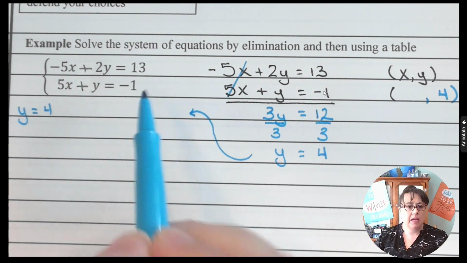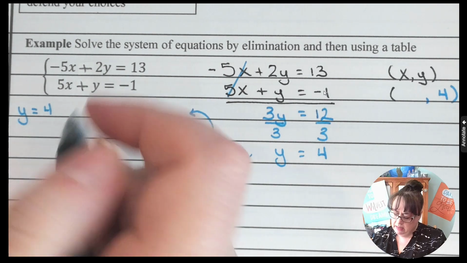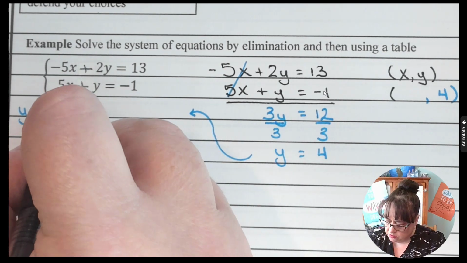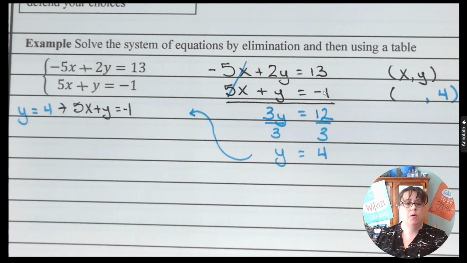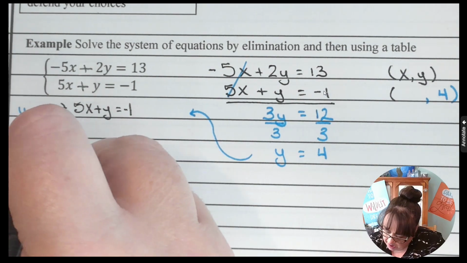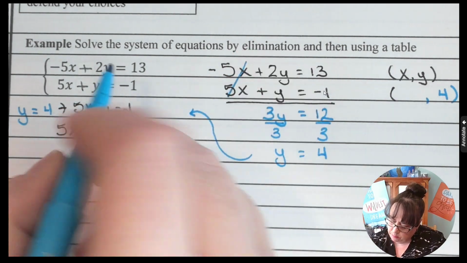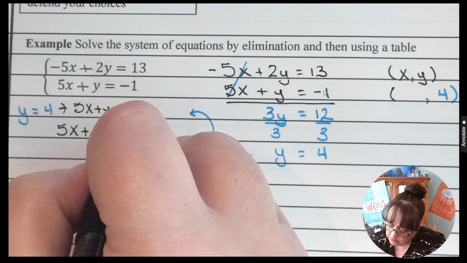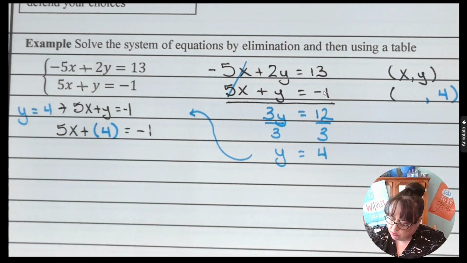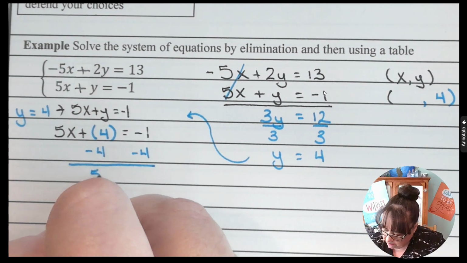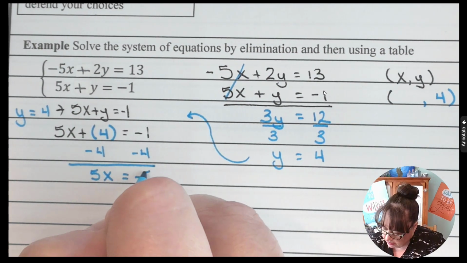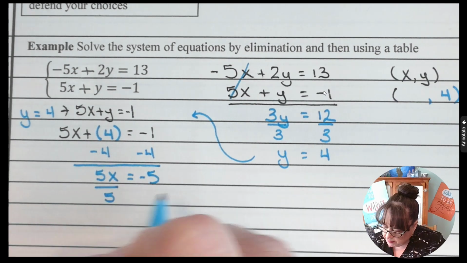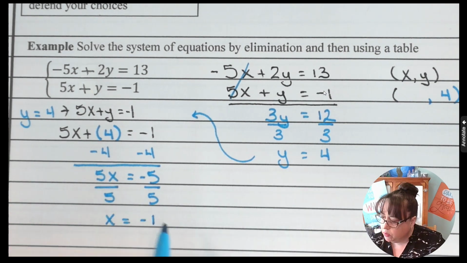I'm going to pick the second one for the only reason that it doesn't have a bunch of negatives and the numbers are smaller. And we always rewrite the equation so that if we make an error in how we copied something, it's easy for us to find. So 5x plus, and then always substitute in parentheses, 4, equals negative 1. So we are going to subtract 4 from both sides. So now we have 5x is equal to a negative 5. And then when we divide both sides by 5, x is equal to a negative 1.